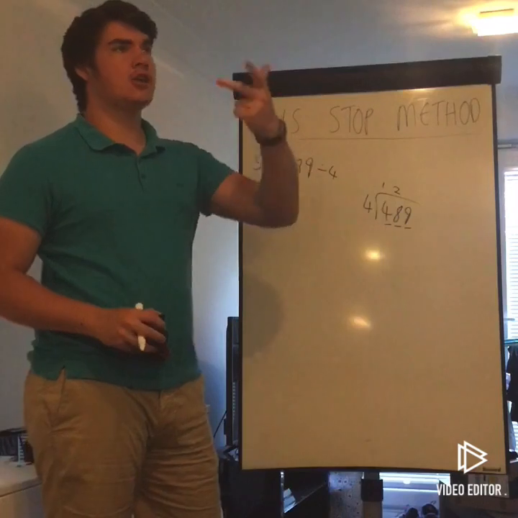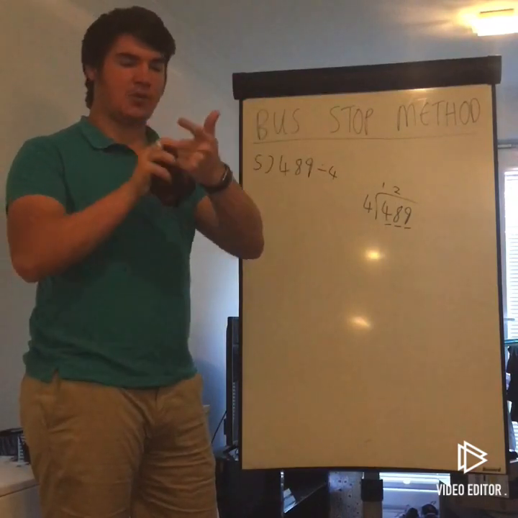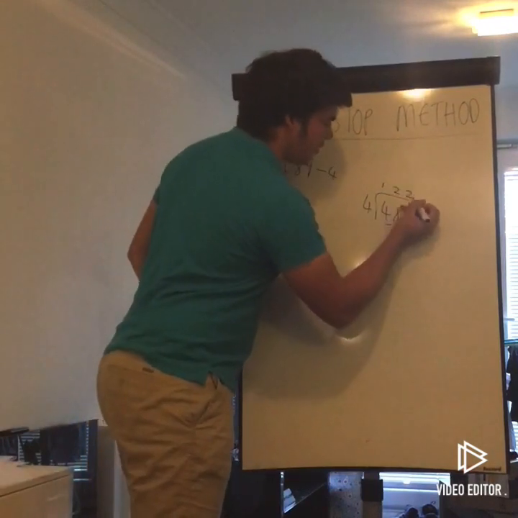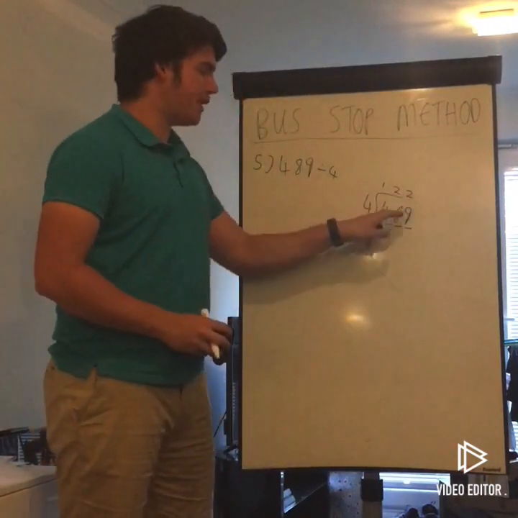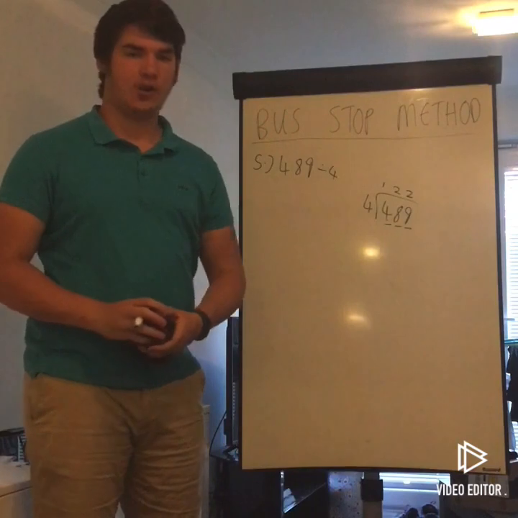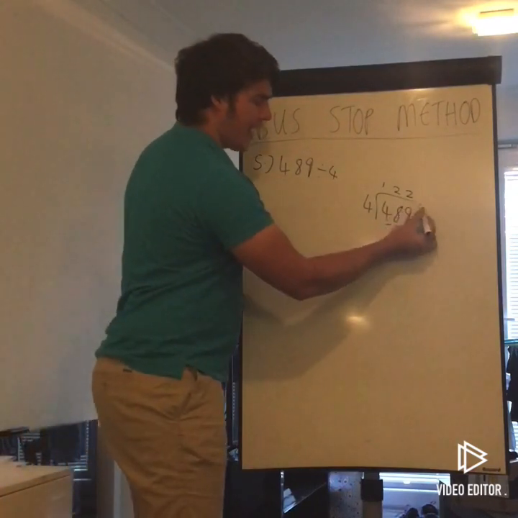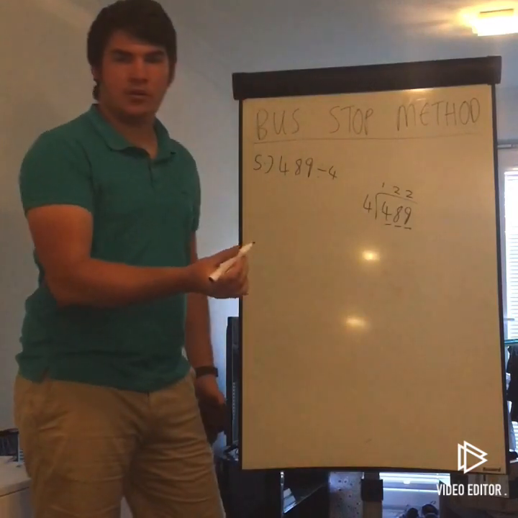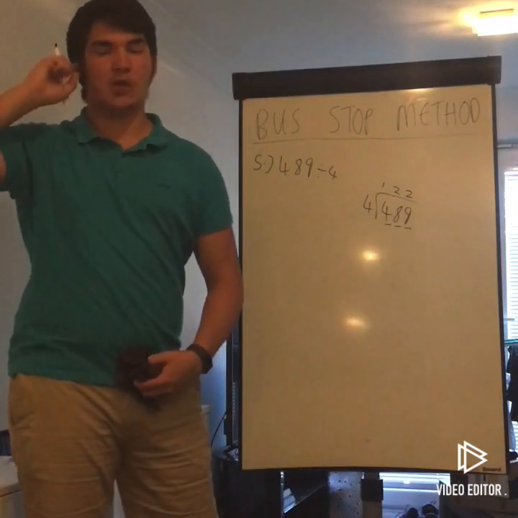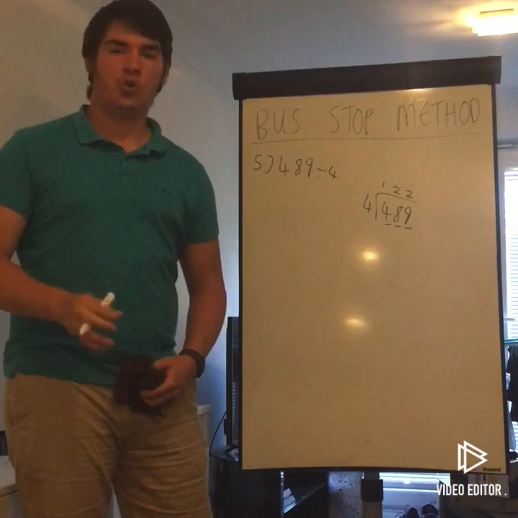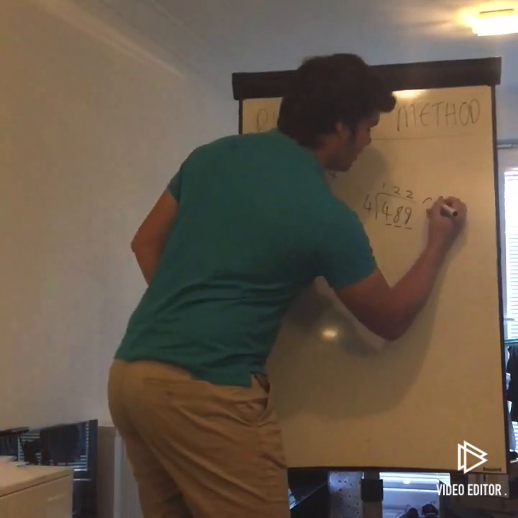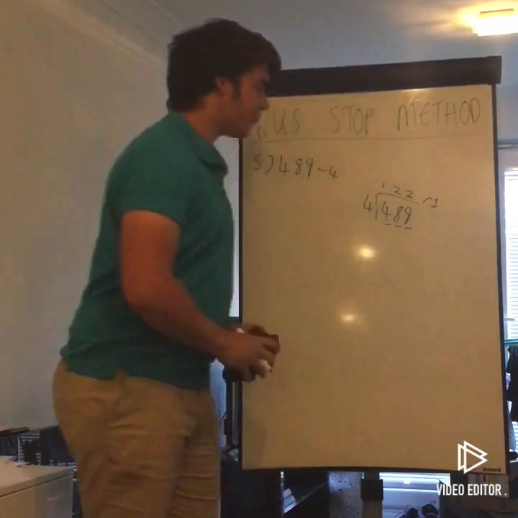4, 8, 12. 12 is too big, so I go back. So I have 2. I can get 2 4s. And if we think, 2 4s are 8, I need 9, got 1 left over. So I want to carry my 1, but there's no number there to carry it to. I want to give it to the next one, but there's no number there. What we call that is a remainder. Okay? So we have a remainder of 1.